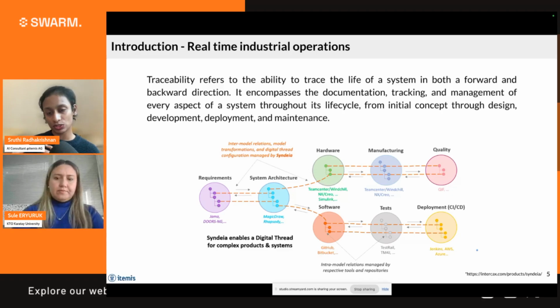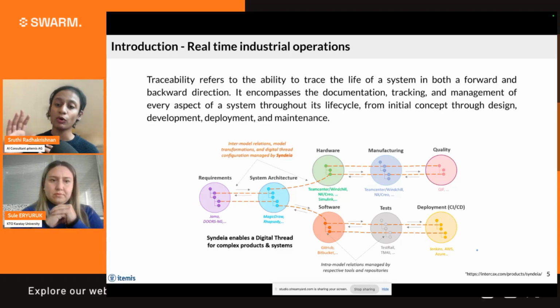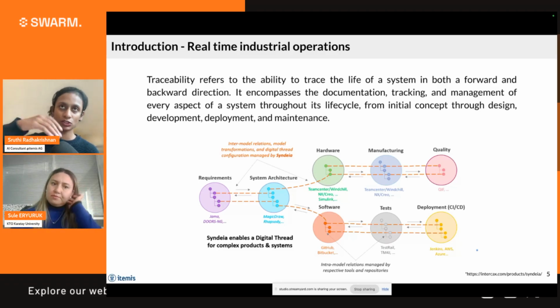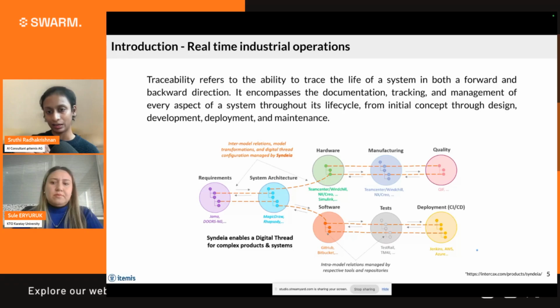So the ability to trace all these artifacts in both directions, like starting from requirements to your maintenance artifacts, or from your maintenance artifacts to checking if your requirements are validated and verified. That's the whole process of tracing your systems, called traceability.